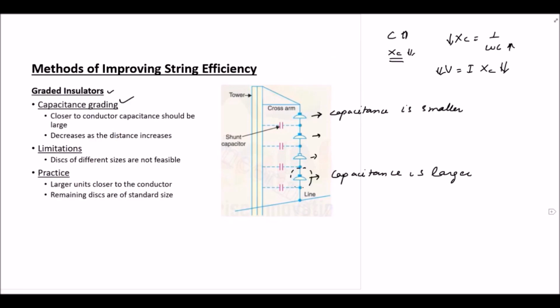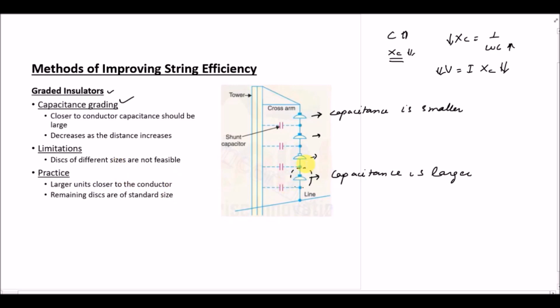The second method is that we have to use graded insulators, and the grading depends on the capacitance value. The insulator that is closest to the conductor has the largest capacitance. If the capacitance is larger, the capacitive reactance will be smaller, so the voltage will be smaller across the insulator closest to the conductor. The limitation of this process is that the discs should have different sizes, because the capacitance should be different, which is not feasible.